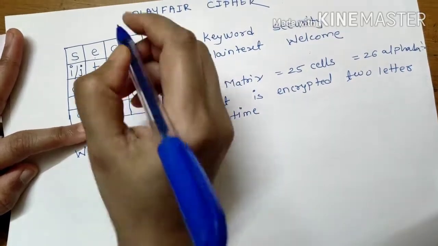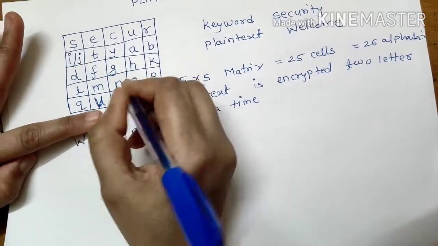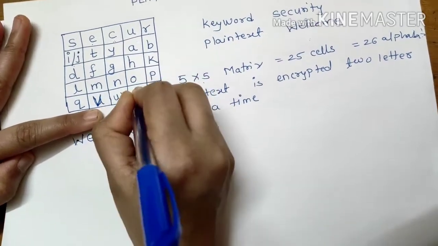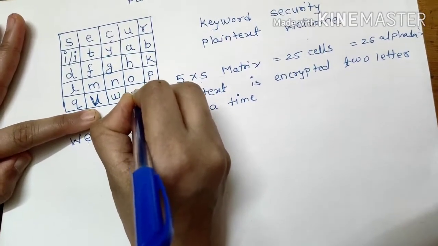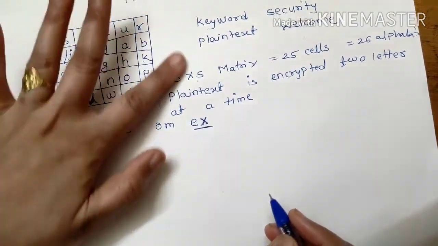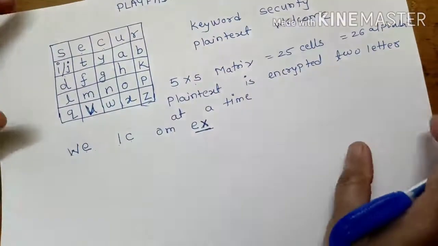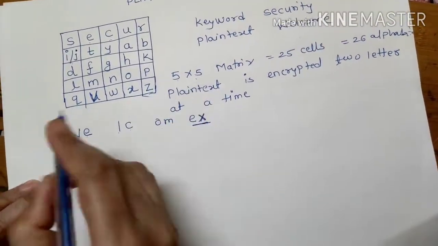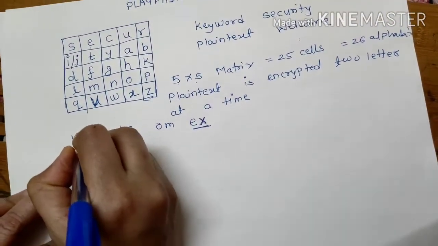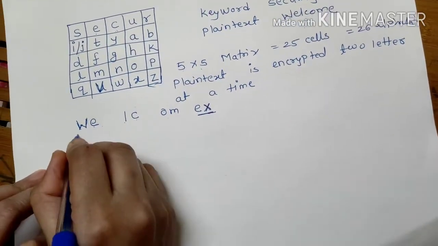U is also there. So we will write here V, W, X, Y is also there. The last letter will be Z. So all these alphabets we have occupied in the matrix. Now start the conversion of the plain text to the ciphertext.